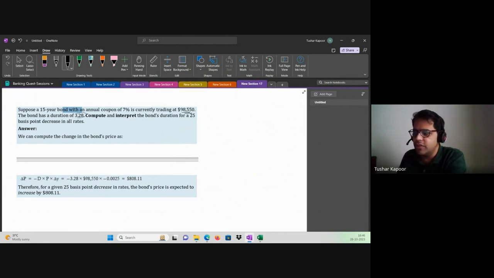The bond has a duration of 3.28. Compute and interpret the bond's duration for a 25 basis point decrease in all rates. That means the change in yield you're planning to have is 25 basis points, 0.25%, or I can write it 0.0025. With that being said, the formula for duration is duration into bond price is equal to change in bond price by change in yield. So the change in yield is 0.0025.